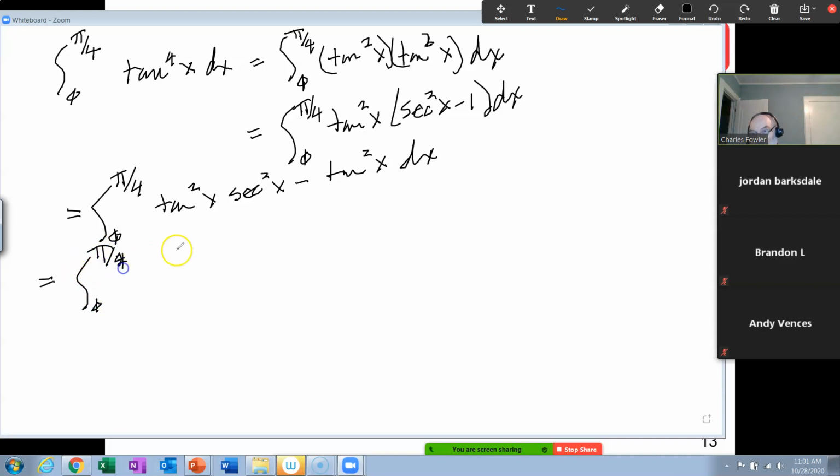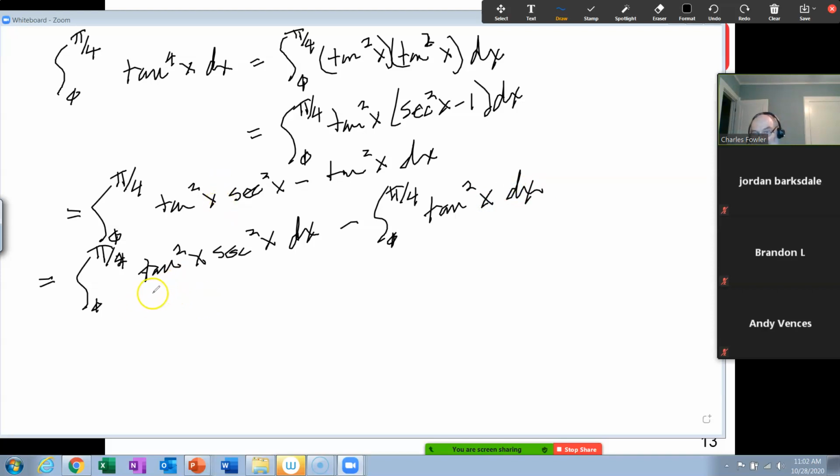I said pi fourths, and wrote pi halves. This will be tangent squared x secant squared x dx. We're going to split these, and then we'll have a minus the integral from 0 to pi fourths. Now, you don't have to do it this way, but to me, this is a little easier to see. And that would be a tangent squared x dx.